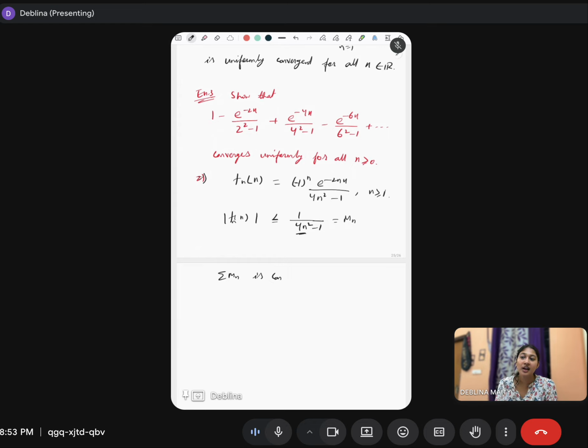Or we can do the limit comparison test, right? This is u_n and we'll choose b_n to be 1 by n square, then we'll see that summation M_n is convergent, right? And then summation f_n(x) will be uniformly convergent, right?